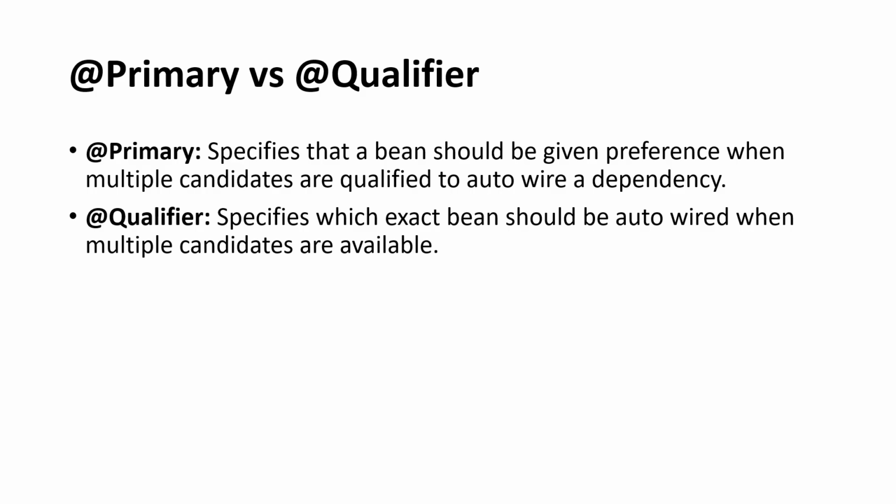So the difference is, first of all, let's understand the similarity. Both of them help you identify the bean when we have multiple candidates. The difference is that @Primary always provides the preference, that is, which one should be your primary preference here. That is about @Primary. And @Qualifier will tell you exactly which bean needs to be auto-wired in this case.